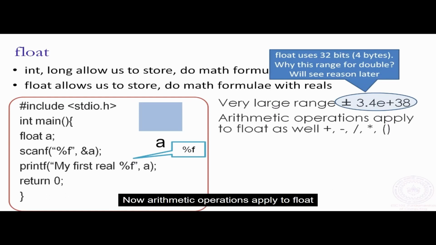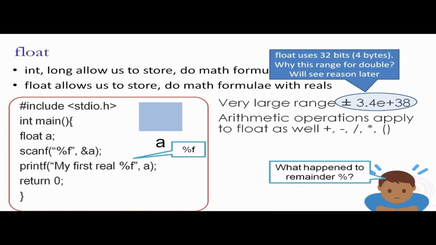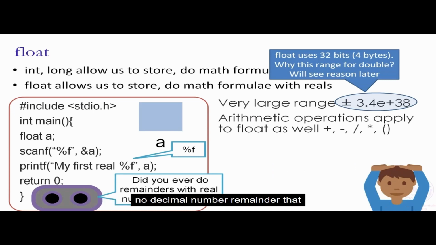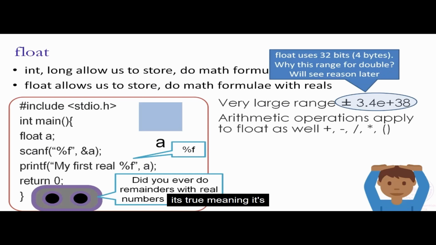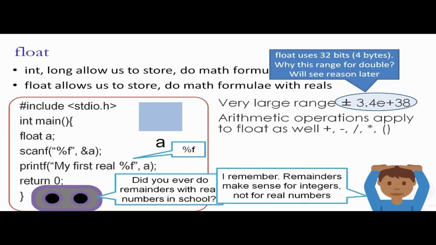Now, arithmetic operations apply to float just as well as integers, with one exception. You will see that the modulus sign, the percentage sign, is missing here. Why? Because there's no concept of remainders when you're working with decimal numbers. There's no decimal number remainder, it just divides exactly. And so here the division operator becomes its true meaning. It's an exact division, not a quotient that is being generated as we were doing with ints.